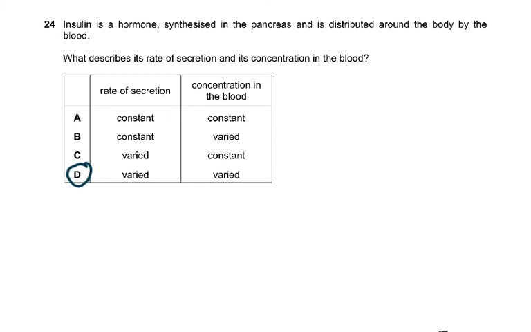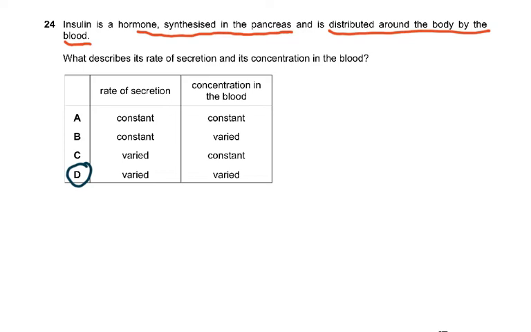24. Insulin is a hormone synthesized in the pancreas and is distributed around the body by the blood. So insulin produced in the pancreas enters the blood, is carried all around the body. What describes its rate of secretion and its concentration in the blood? So rate of secretion is varied and concentration in the blood is also varied.